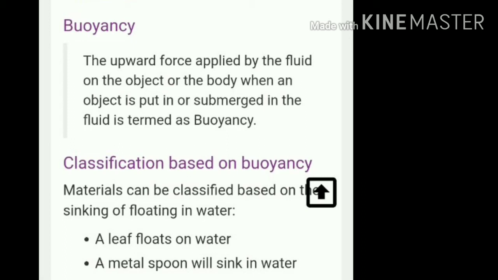You may be aware of all these things, so we are discussing them. Buoyancy means the upward force. Whenever you put anything in the water, it floats. It floats means what? Everything is applying force on each other, correct? As you are aware, gravitational force is there. Gravitational force is attracting everything towards the earth, correct?